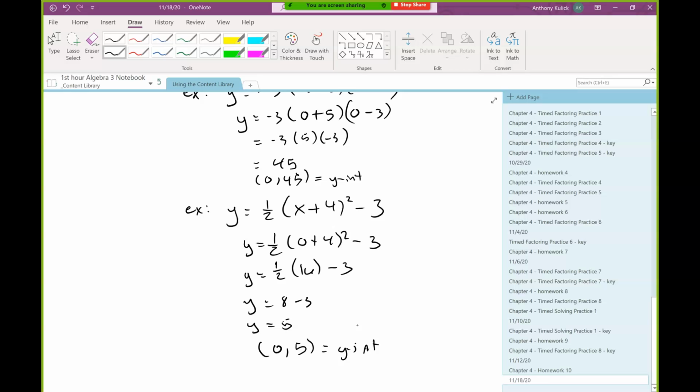So that should all feel pretty comfortable, right? You're just basically plugging 0 in for x and then evaluating what you have left, and that's how we get our y-intercept. Any questions on how we did those?